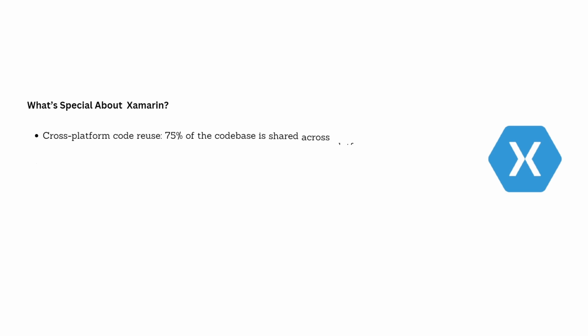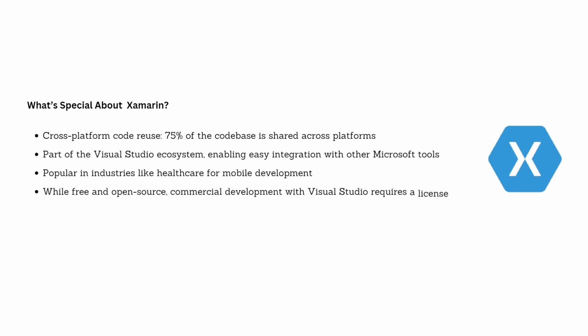What is the special thing about Xamarin? Since Xamarin is a part of Visual Studio IDE, it allows for writing cross-platform applications in C Sharp, whose code is almost the same on all platforms, and about 75% of the code base is identical. And due to its best qualities, many respected companies in solid industries like healthcare have opted for Xamarin in mobile app development projects.